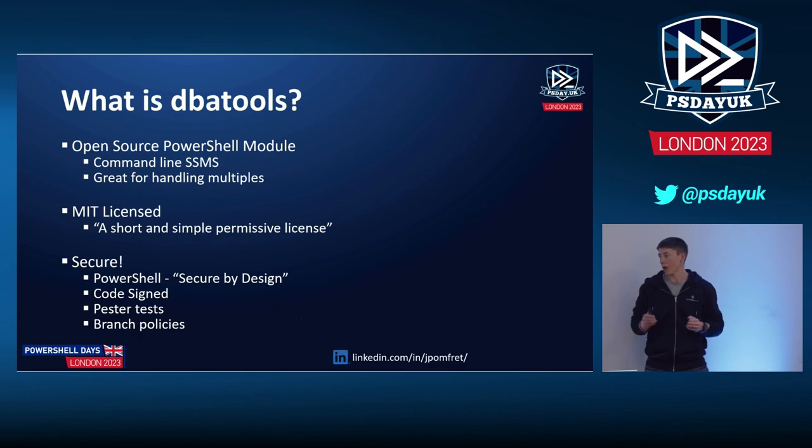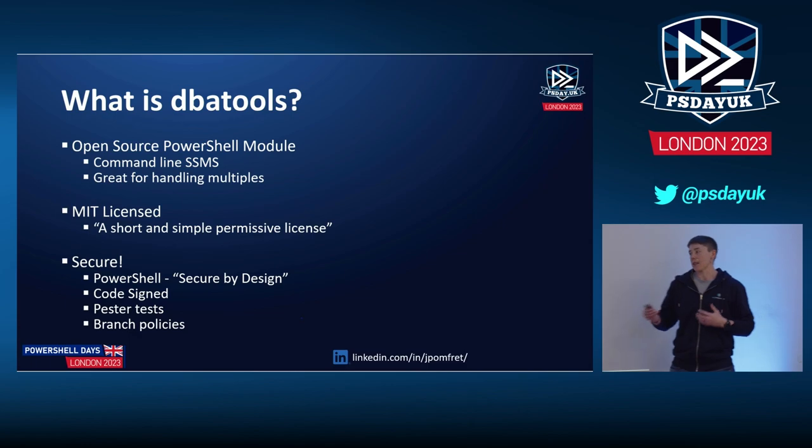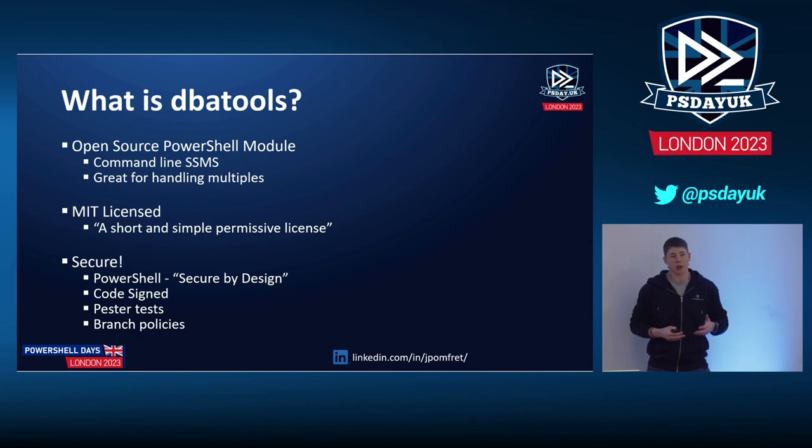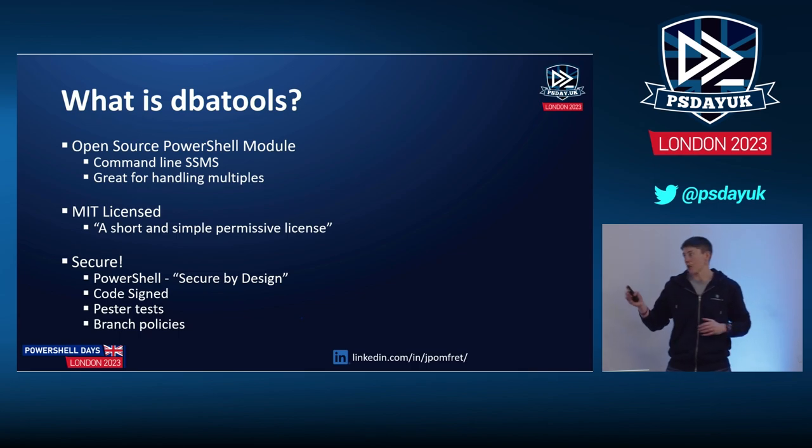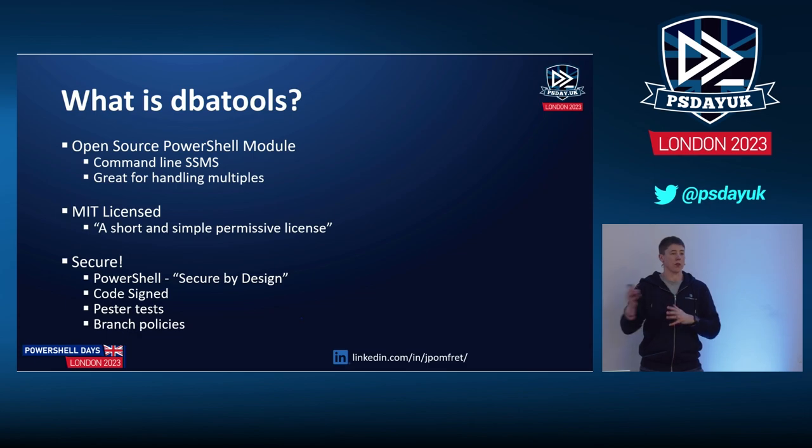We've also got branch policies, which is like a whole day session by itself, probably. But basically, we restrict who can push to the main branch, which then ends up on PowerShell Gallery. There's about 3 people that can actually push to that branch and cause a new module to be released.